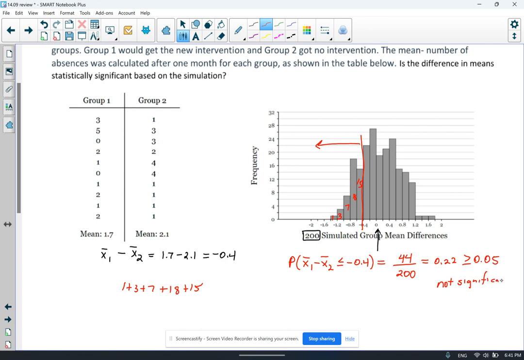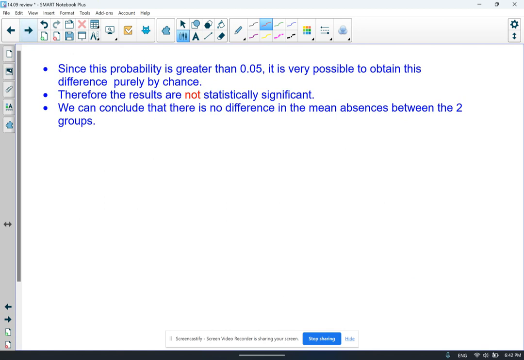Now we need to write this as a conclusion. So the minimum you should write is the following 3 lines. And I think when you start practicing it, it becomes a little simpler. So the first thing I'm going to say: since this probability is greater than 5%, it's very possible to obtain this difference purely by chance. It's like a common event, a common occurrence. Therefore, the results are not statistically significant. And therefore, we can conclude that there really is no difference in the mean absences between the two groups.